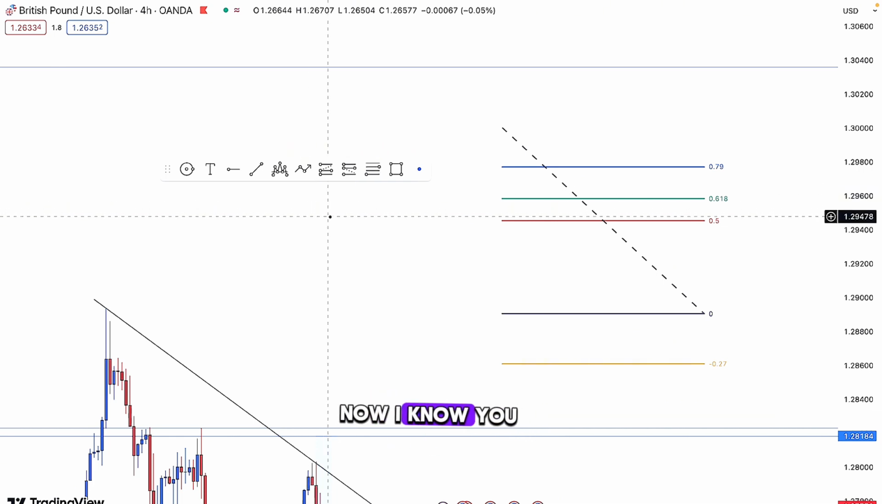Now, I know you must have heard of pullbacks, but how can you utilize the Fibonacci tool in line with pullbacks? I'm going to show you a couple of examples on how you can make good use of it and how you can make money from it as well.